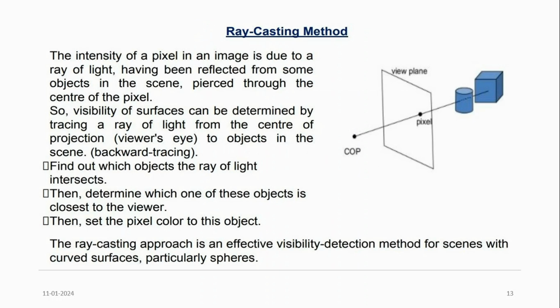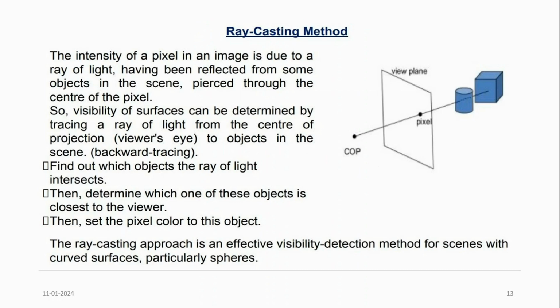When comparing with the depth buffer method, in ray casting pixels are processed first, whereas in the depth buffer, surfaces are processed first. In the depth buffer method, a depth value is calculated for each pixel, whereas here all the surfaces intersected by the ray are examined. That is the ray casting method.